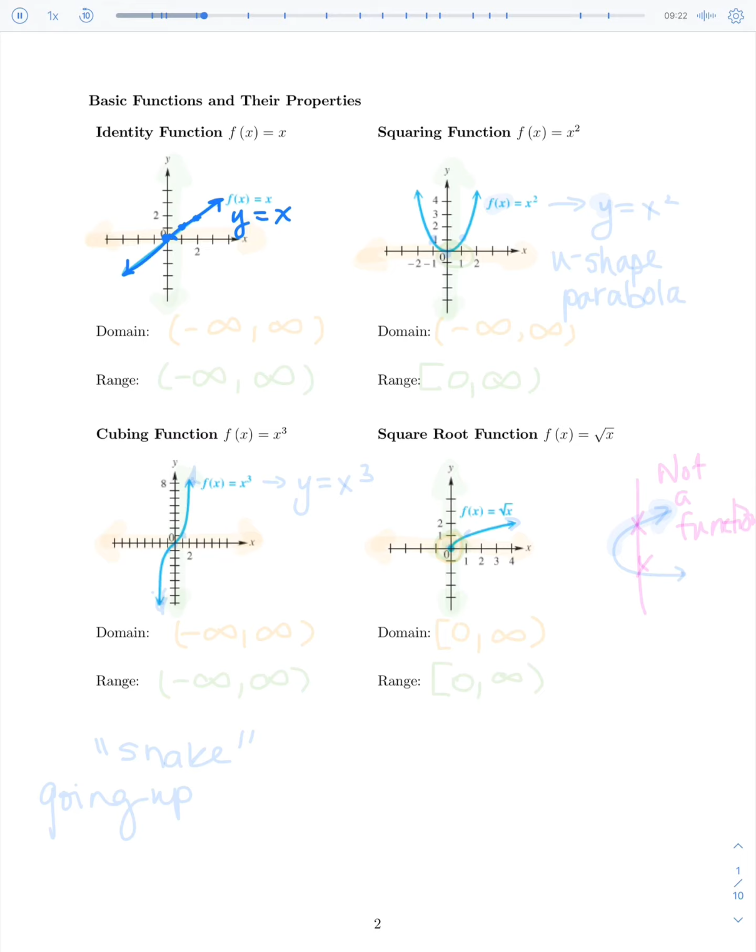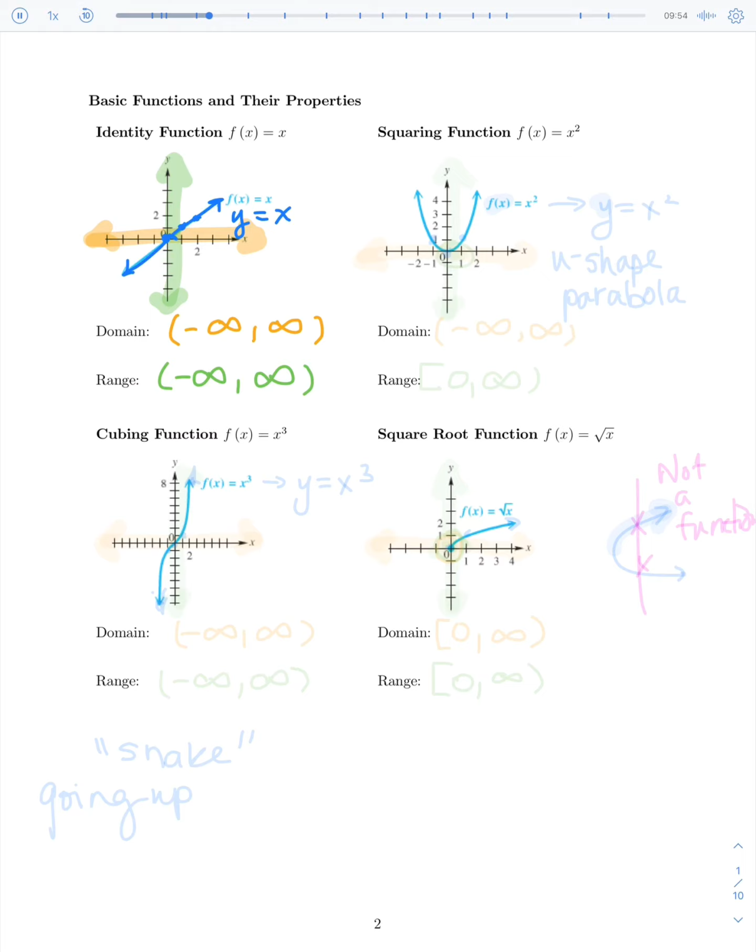Its domain, reading it from left to right, you trace from left to right, the graph goes forever in both directions, so its domain is negative infinity to infinity. And its range, going from bottom to top, goes up and down forever, so its range is also negative infinity to infinity. So this is one graph we're going to see over and over again in this chapter.